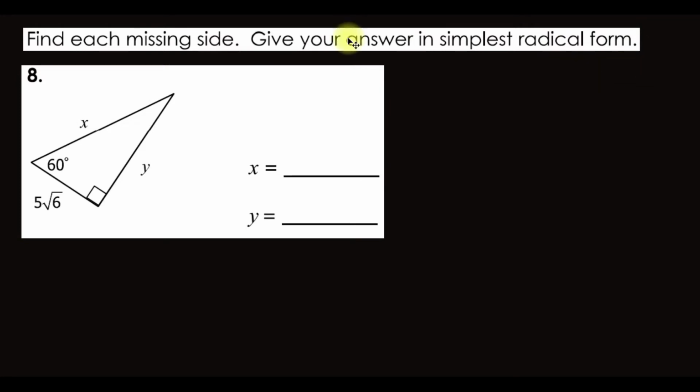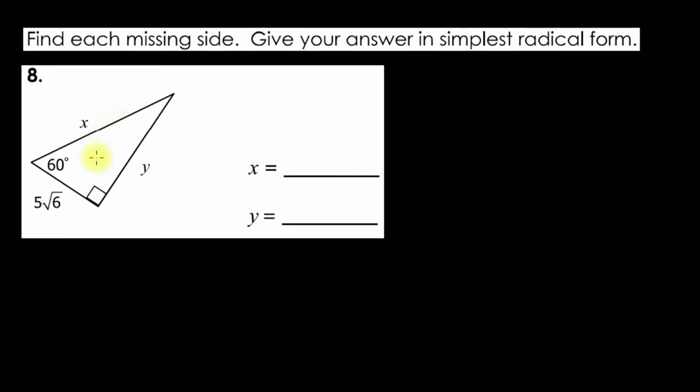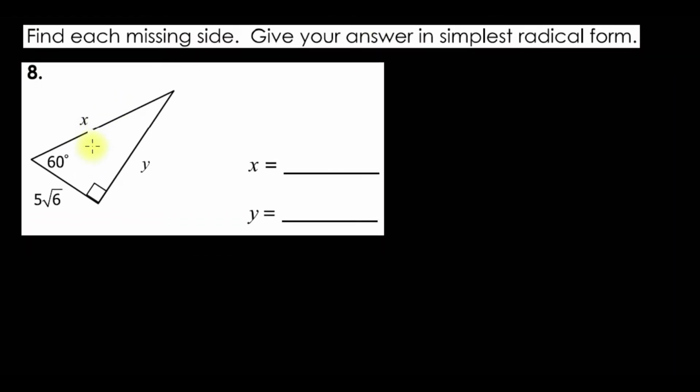Okay, so let's take a look at an example here. You have to find the missing side and then give your answer in simplest radical form. The missing side we're looking for is x, which is the side opposite from the hypotenuse. The other side is y, which is the side opposite from the 60 degree angle. You're given the side opposite from the 30 degree angle. That is going to be your shortest leg.